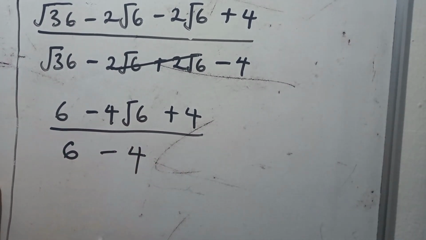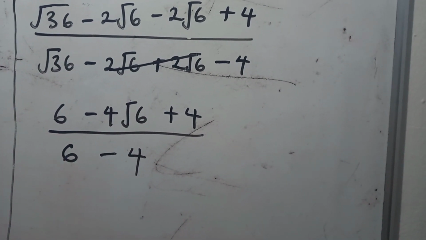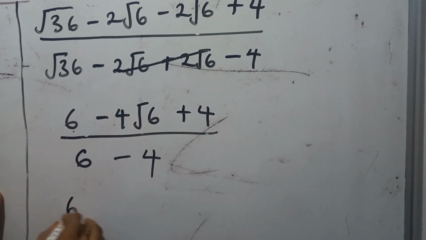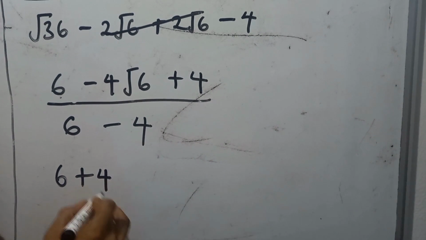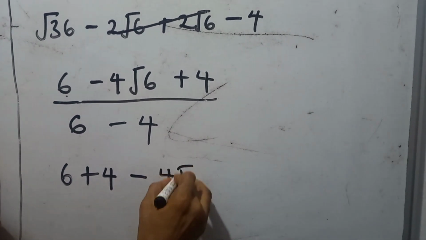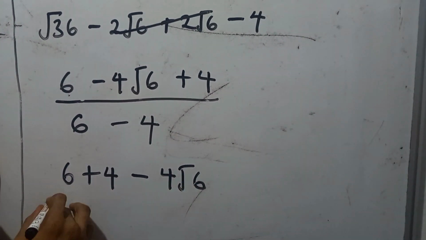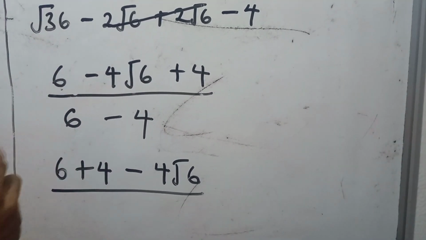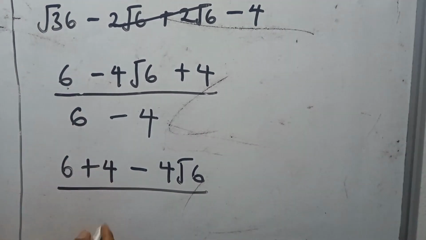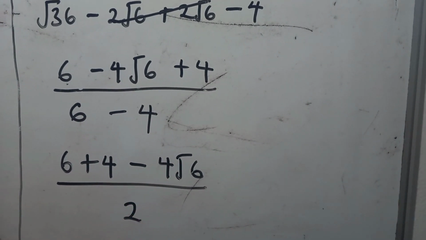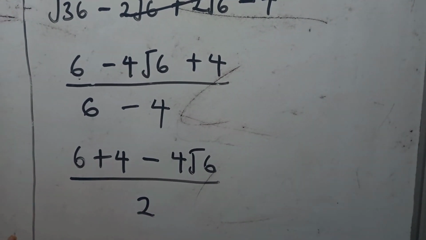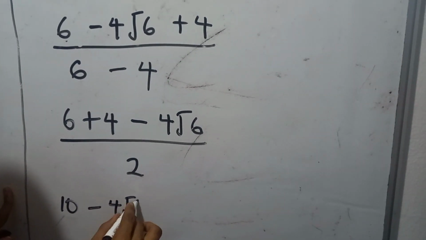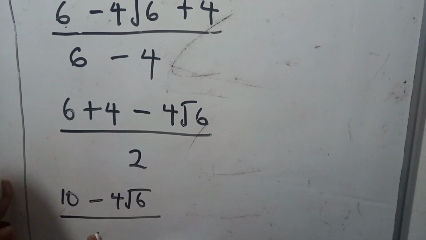Minus 4. Okay, so the next thing to do is to correct like terms. So we say 6 plus 4 minus 4, so 6 over 6 minus 4. What is 6 minus 4? It is 2. So what happened here? 10 minus 4, so 6 over 2.